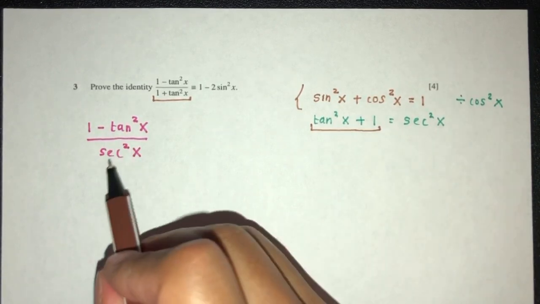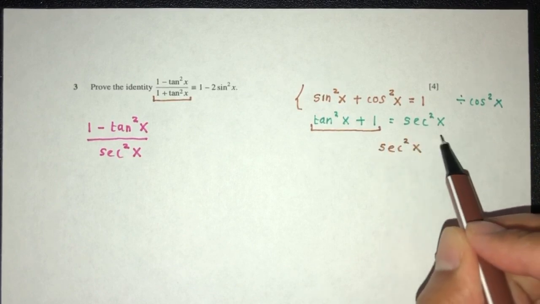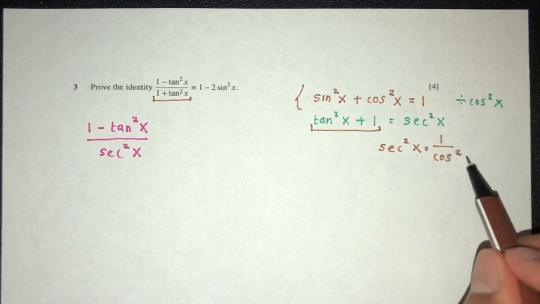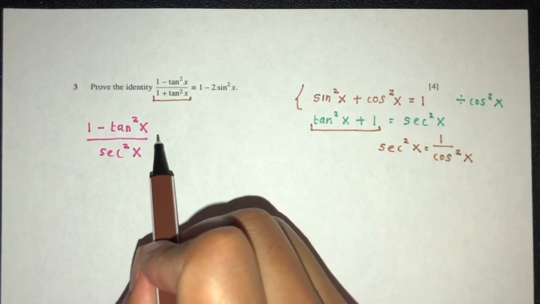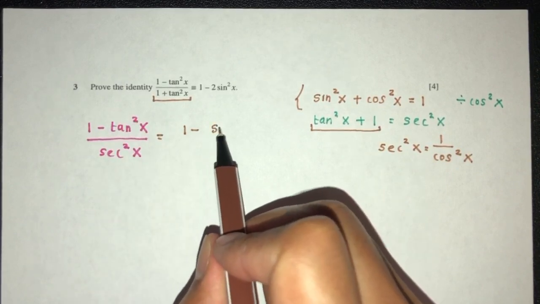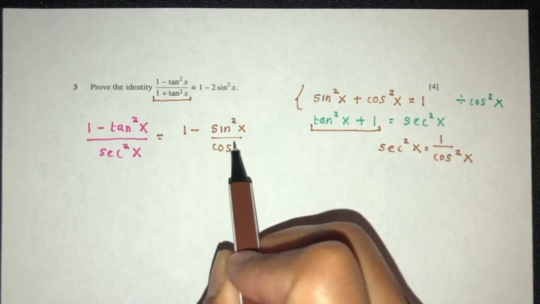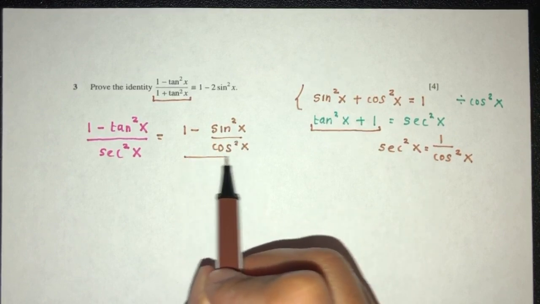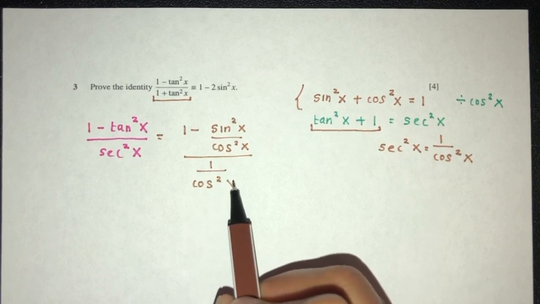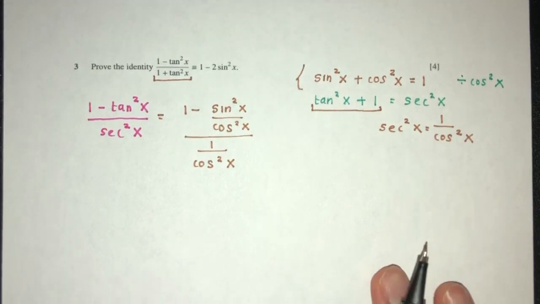Now we know sec square x. So what is sec x? Sec square x is 1 over cos square x. So let me replace this as well. This is actually sine square x over cos square x over the value of 1 over cos square x. Let me first simplify the top because it could be confusing in the long run.